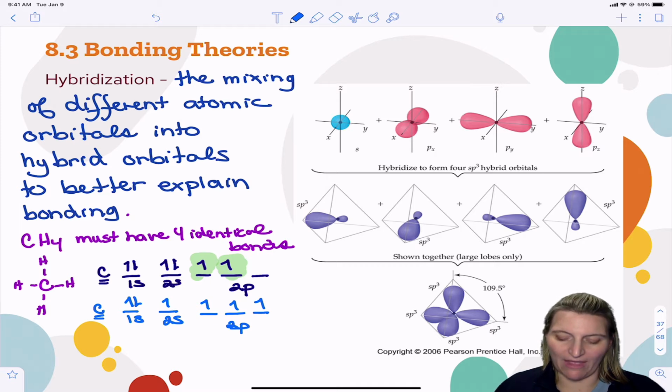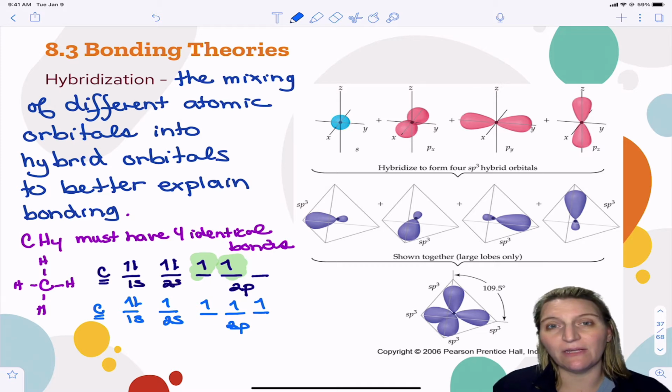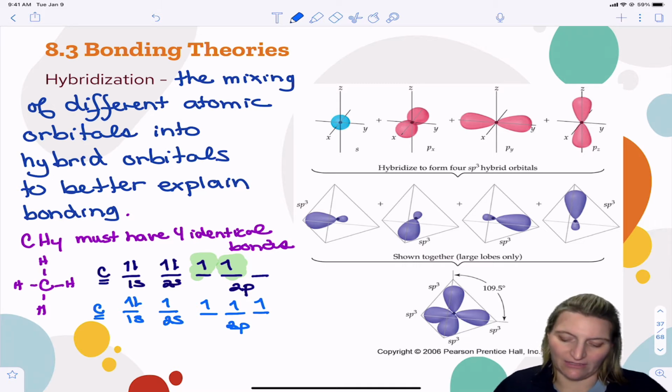We know that those 4 bonds in carbon and hydrogen and methane are identical. And if one was made with an s orbital and the other 3 were made with p orbitals, there would be differences. We also know that p orbitals are 90 degrees from each other. One's on the x-axis, one's on the y-axis, one's on the z-axis. But that's not the shape of a methane molecule either. So this can't be right as it is.